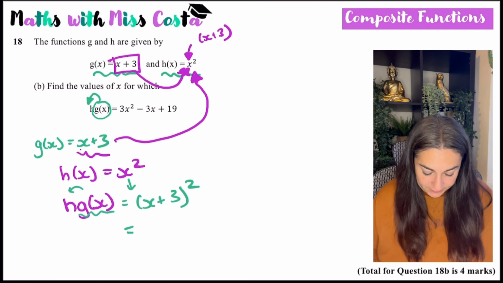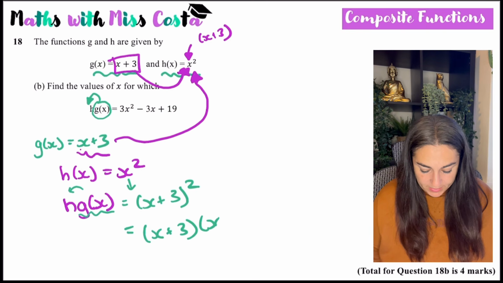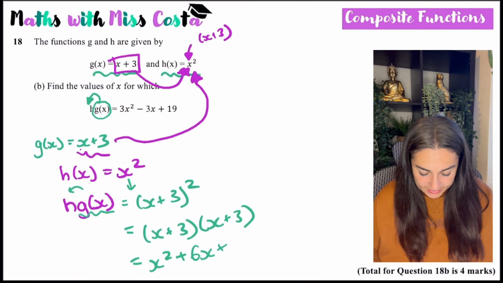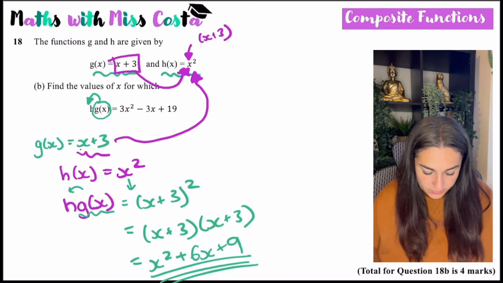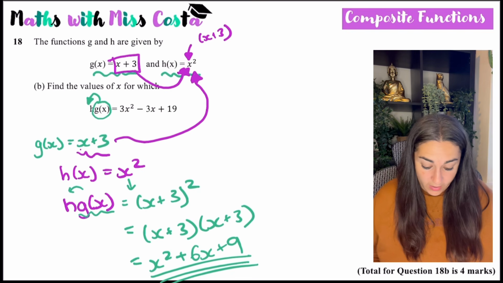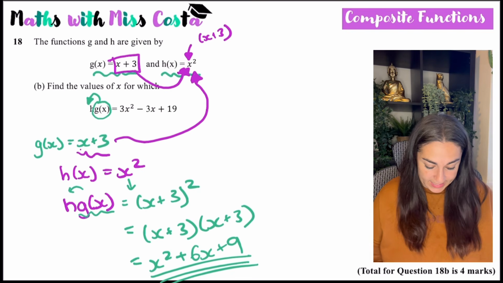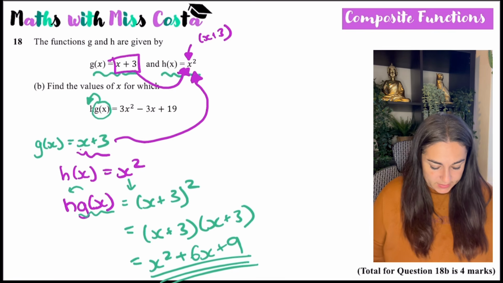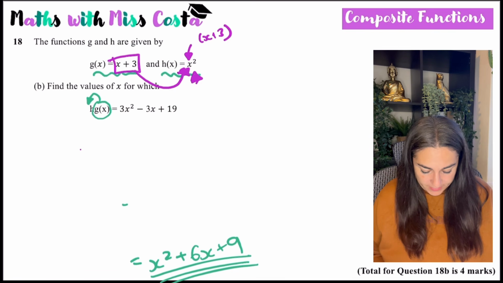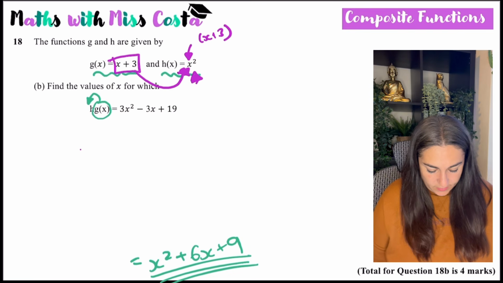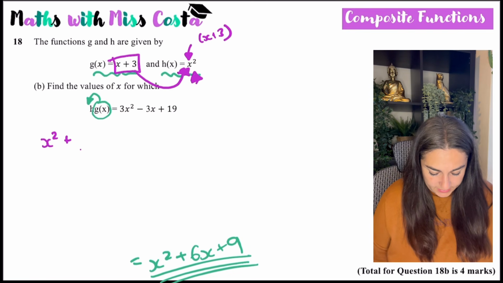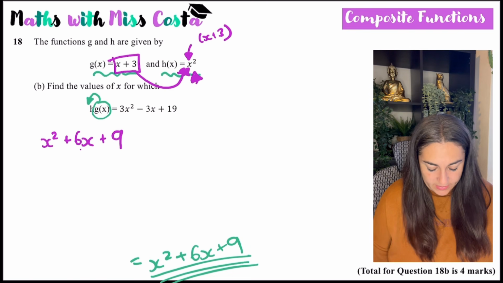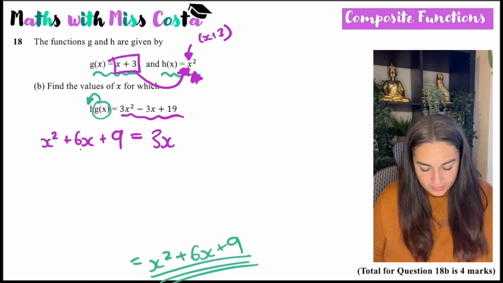So let's figure out what that is. Let's just expand the brackets. That would be x squared plus 6x plus 9. So I know that that is what hg of x is. So let's put that over here. I know that x squared plus 6x plus 9 must be equal to whatever they've said here, which is 3x squared minus 3x plus 19.